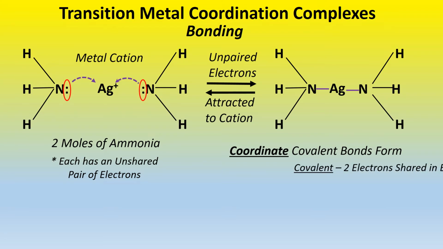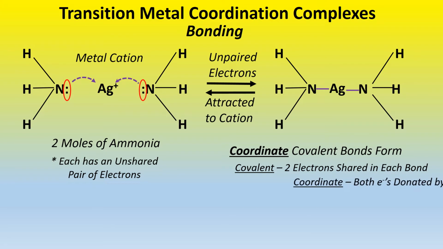This bond is covalent because, like every other covalent bond, I am sharing 2 electrons between the nitrogen and the silver. However, in a normal covalent bond, each species would donate 1 electron to share 2. In this case, as you can see, both electrons are being donated by the nitrogen, by the ligand, and this is what makes it a coordinate covalent bond.